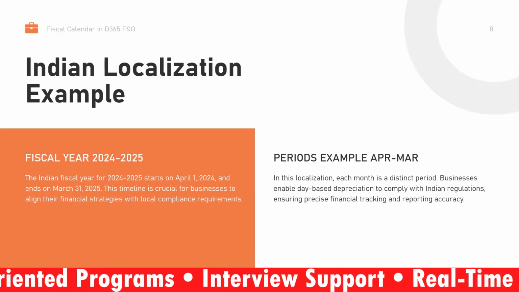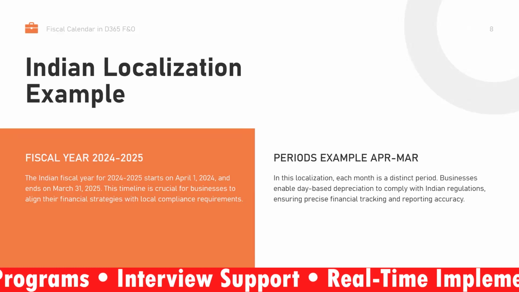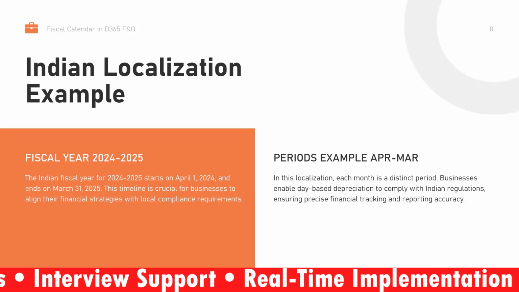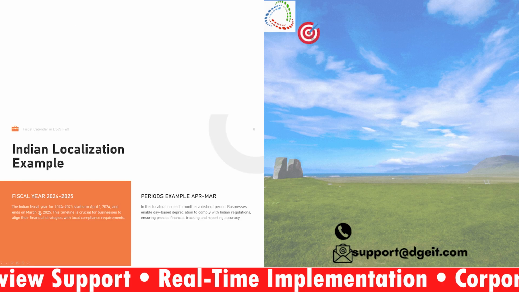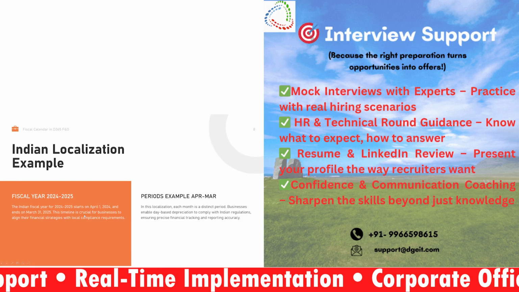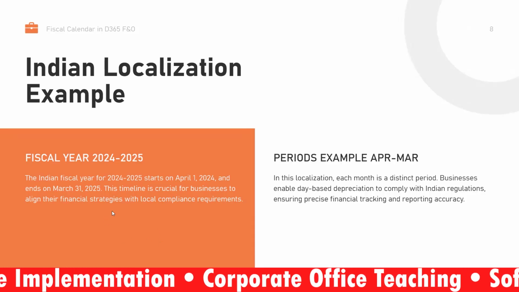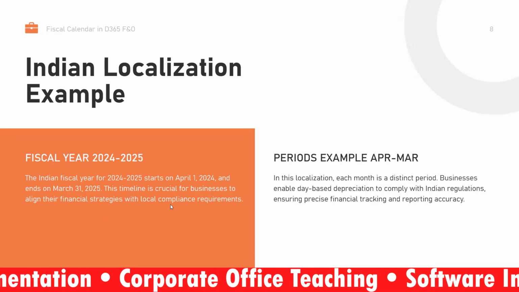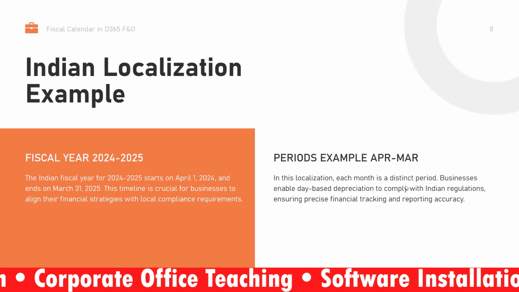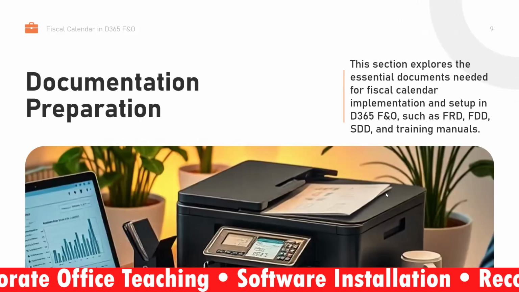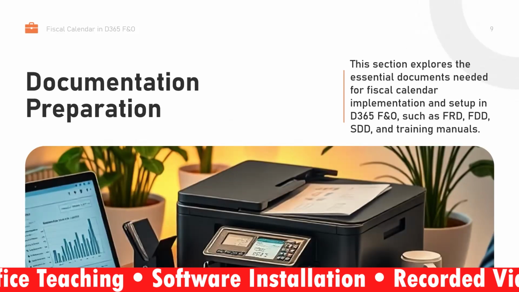Suppose you are going to use your fiscal calendar 24 to 25, starting 1st April 2024 to 31st March 2025. This is the timeline businesses use for their financial transaction recording and local compliance requirements. For example, this is the period where we are going to use. Now, let us take an example.